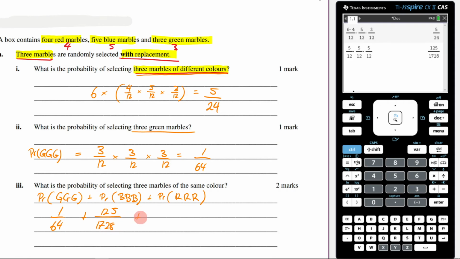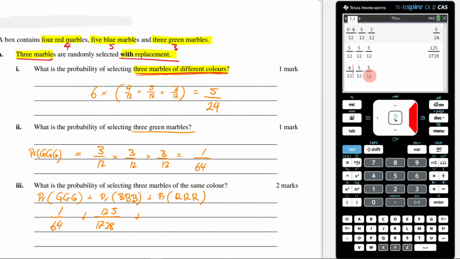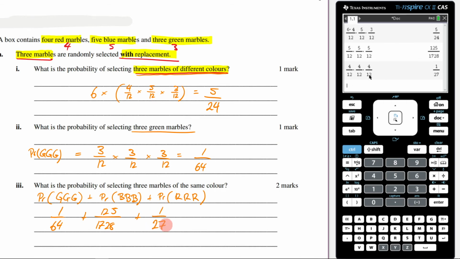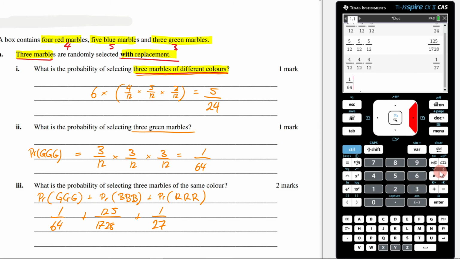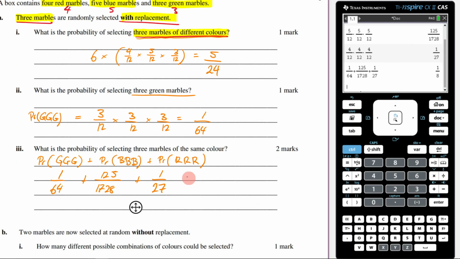Plus then the probability of red, red, red would be all of this, but instead you've got a 4 there, a 4 there, and a 4 there. It'll be 1 on 27. You're now adding all these together. So it's going to be 1 on 64 plus this one plus that one, which equals 1 on 8. So just make sure that you know that you're adding all of these to get your final answer. That is part A of this question done.